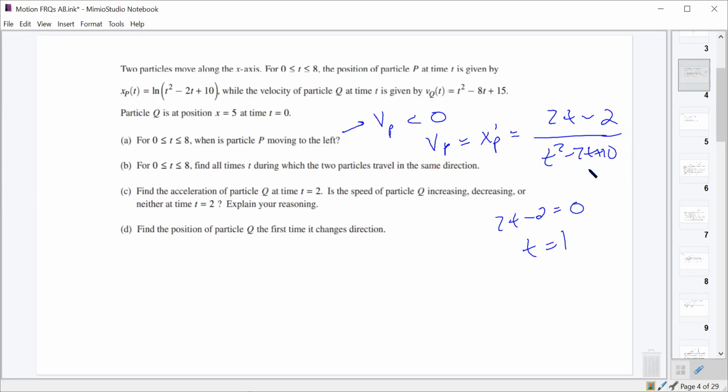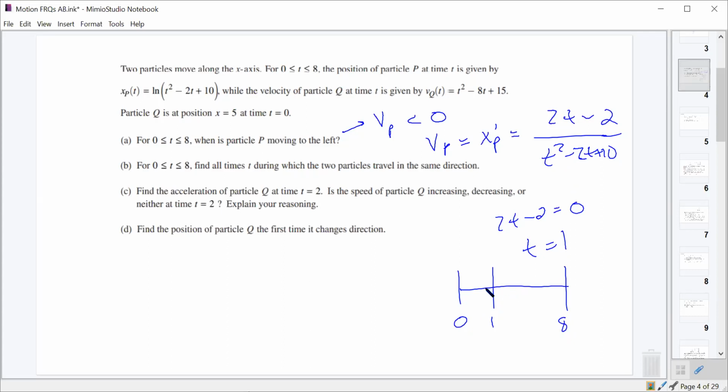Anything that makes this undefined. If we tried to figure out when that's undefined, we'd find out that we can't factor that. Then we try either completing the square or the quadratic formula, and you'd find that the solutions to t squared minus 2t plus 10 are imaginary. There are no real solutions, which you can figure out with the discriminant: negative 2 squared, b squared minus 4 times 1 times 10, is negative, so there's no real solution. So the only intervals we're looking at are between 0 and 1 and 1 to 8.